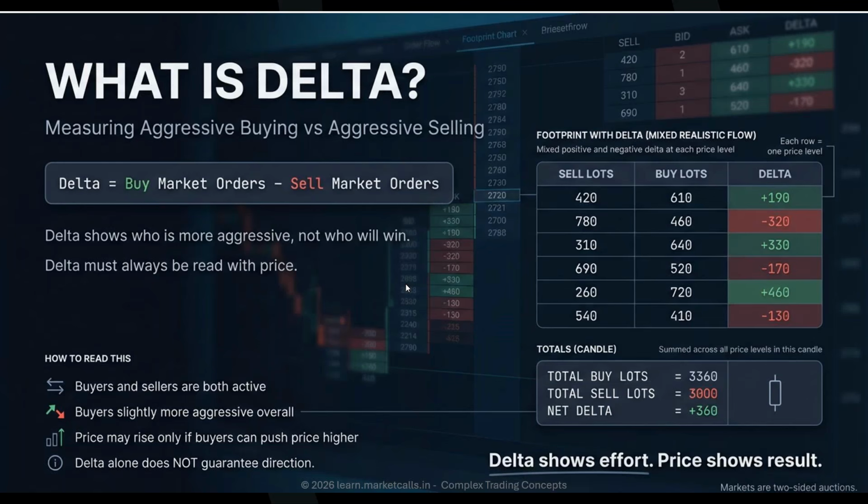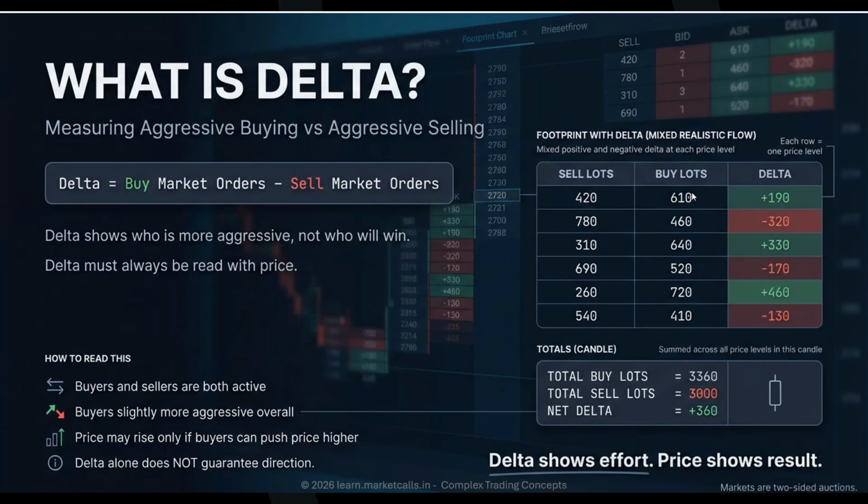So if you ask me, delta is one way we figure that out. I'll add up all the buy side activity in the candle. I add up all the sell side activity, or in other words, we can also do it side by side as well. So like 610 minus 420 is plus 190. Likewise, I keep on doing this, and I add up all the values. I'll get 360.